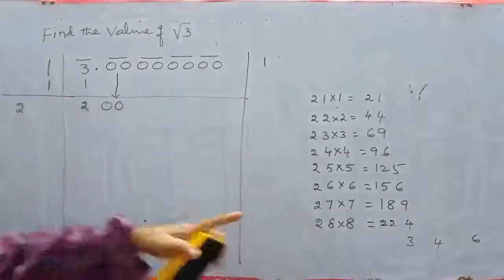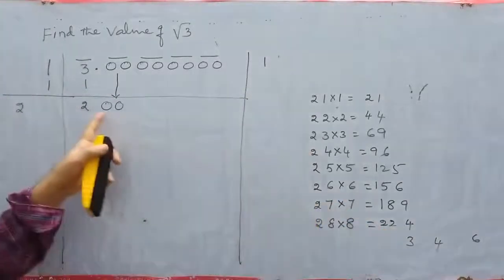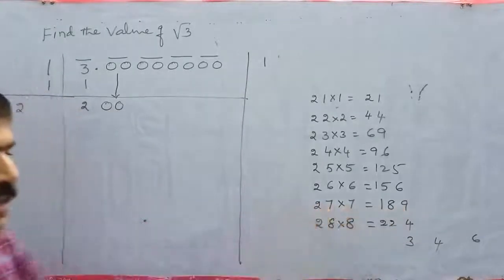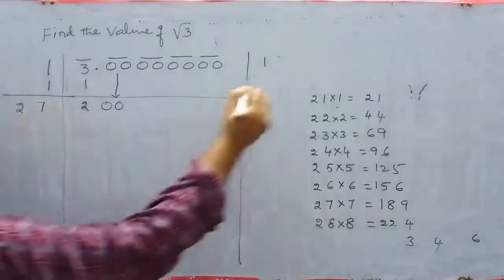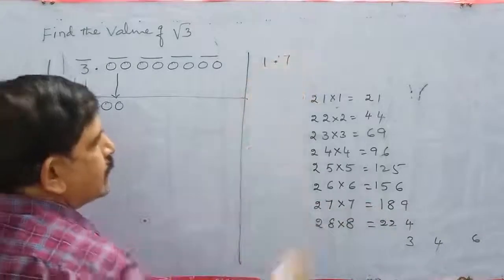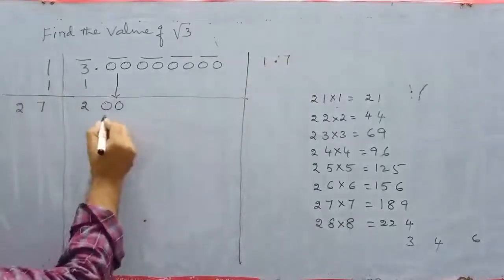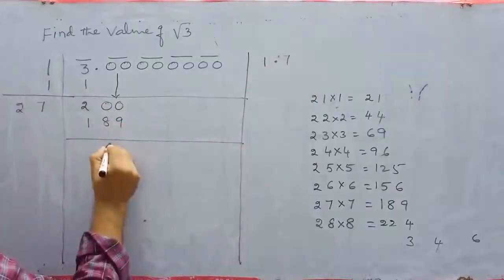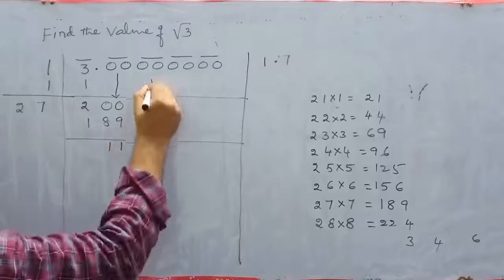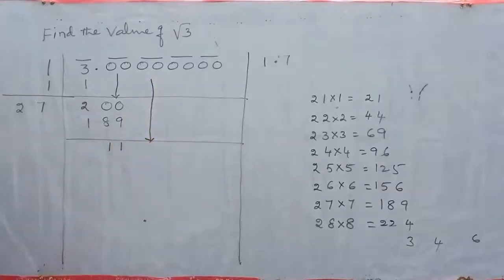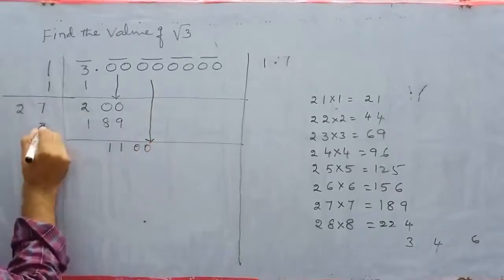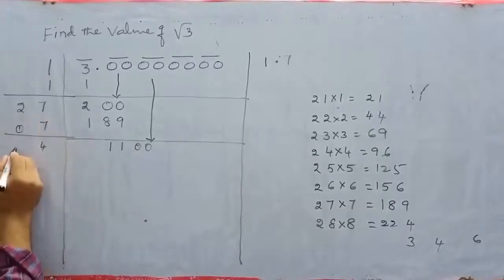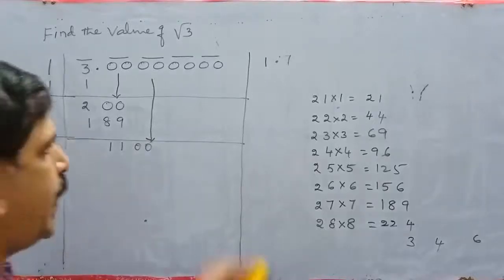So how much? 224. This is greater than 200, and 189 we have to take. So the number of times is 7. So 7 here and here 7, you put the point. So 1.7 up to now. 189. Remainder 11. Okay. Next 2 zeros. Next double this one. 7 plus 7 14. 1 remainder. 2 plus 1 3. Okay.